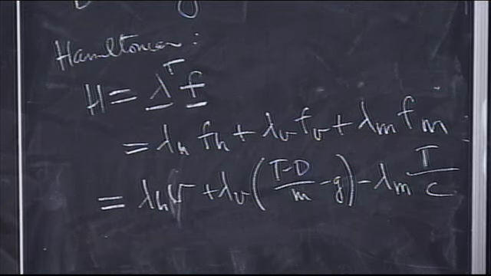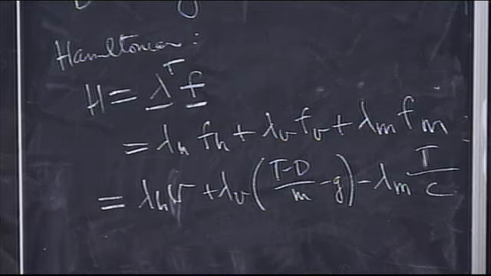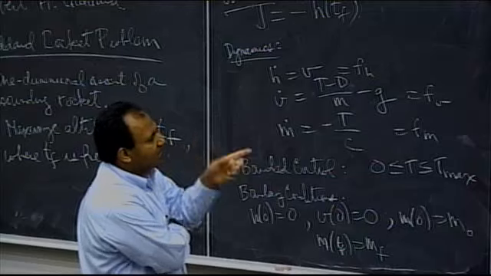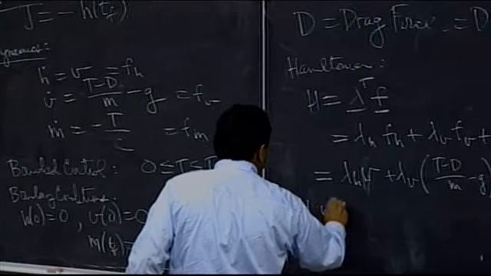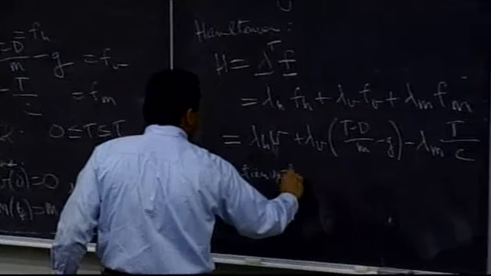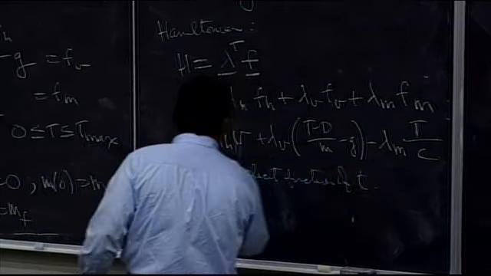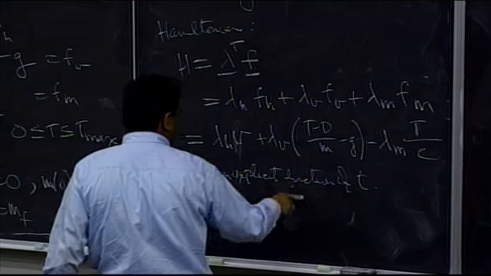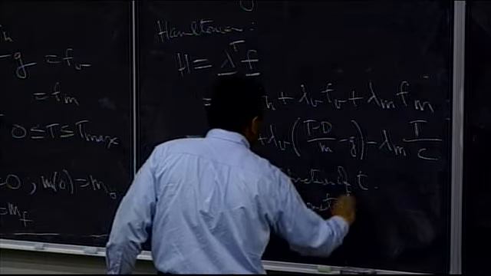So now, if I look at that Hamiltonian, what do you notice about that Hamiltonian? It's not an explicit function of time, right? So H is not an explicit function of time. So what does that mean? What does that tell me? H star is a constant. Okay? What else do I know?